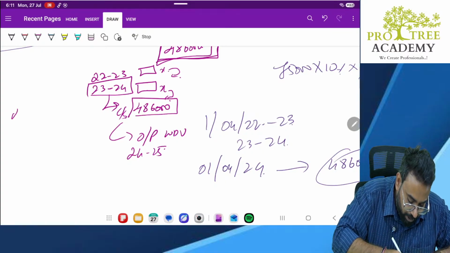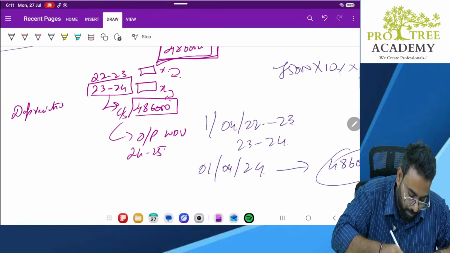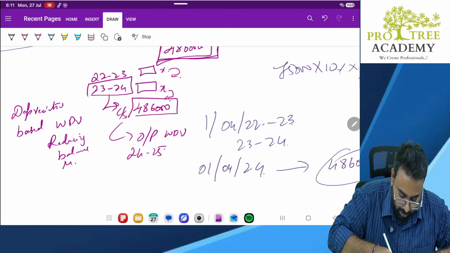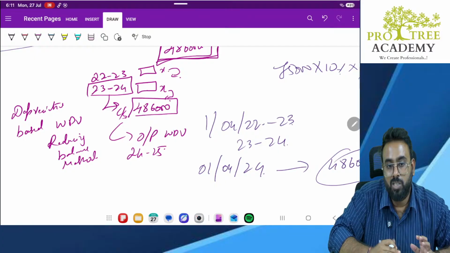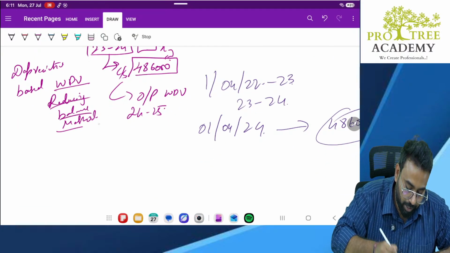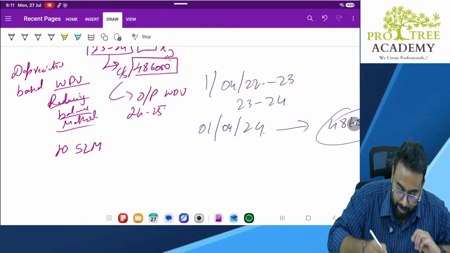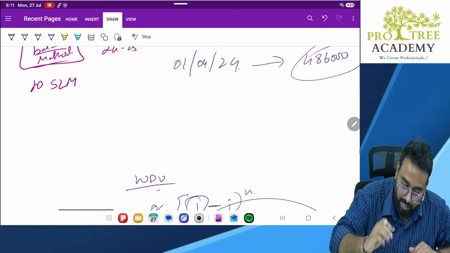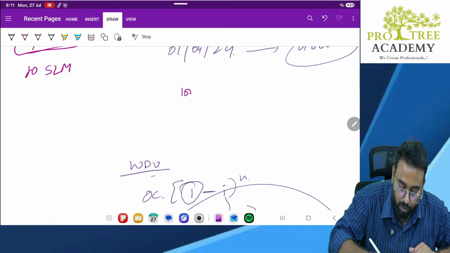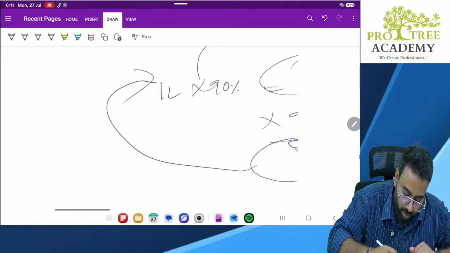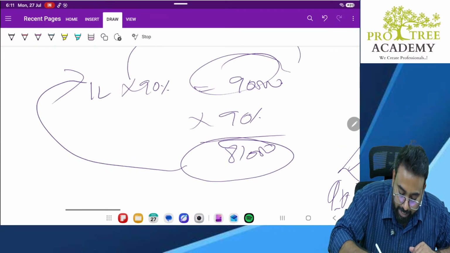Now, earlier we were doing the depreciation based on the WDV method or reducing balance method. Now they asked us to shift from the WDV or reducing balance method to the straight line method. So understand one thing, when it comes to WDV, the depreciation works differently, correct? Say for example, I purchased an asset for 100, 10% is the depreciation, then how much will be my depreciation? It will be 90 is WDV and 10 will be my depreciation, correct?